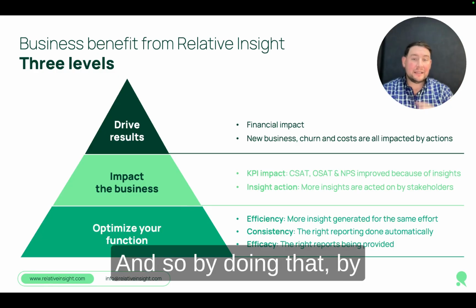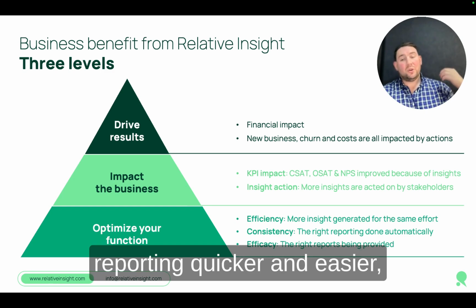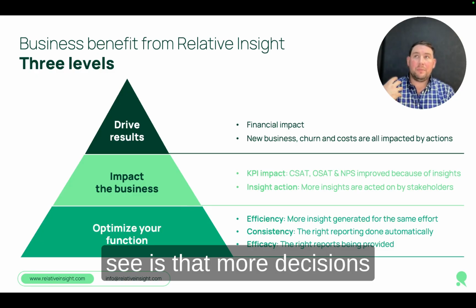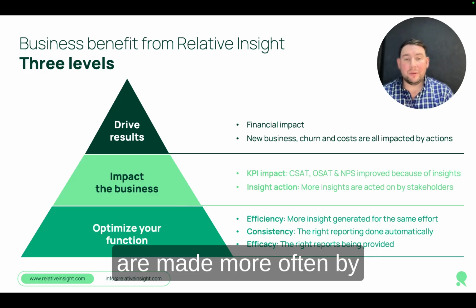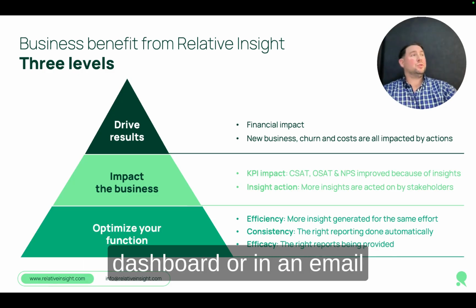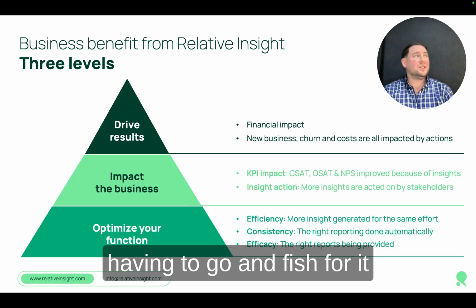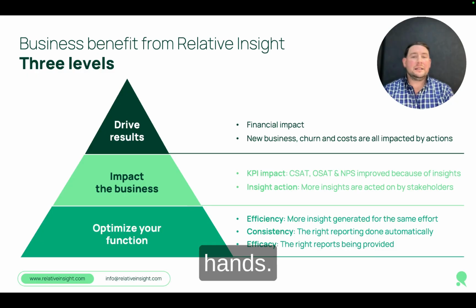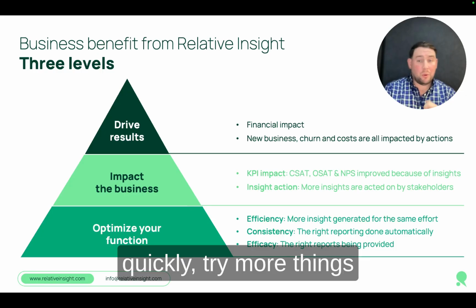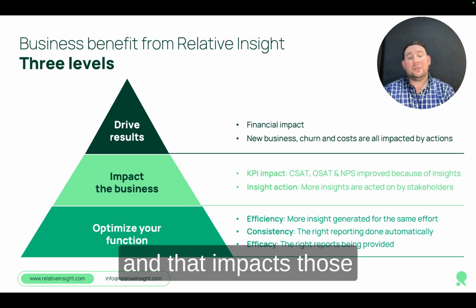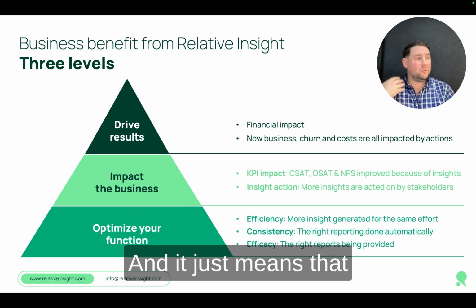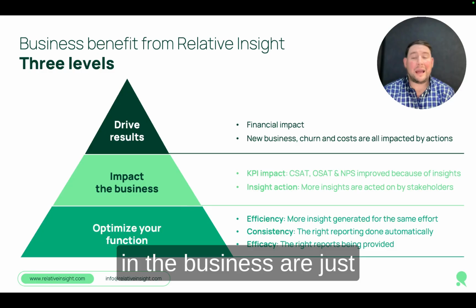And so by making that process of reporting quicker and easier, more scientific, what we'd see is that more decisions are made more often by operational stakeholders, because they're getting those reports either in the right dashboard or in an email coming into them. Instead of having to go and fish for it or wait for that monthly all hands, they're able to make more decisions more quickly, try more things, and that impacts those KPIs that you're measuring: CSAT, OSAT, NPS, churn, sales, etc. And it just means that incremental gains in the business are happening more often.